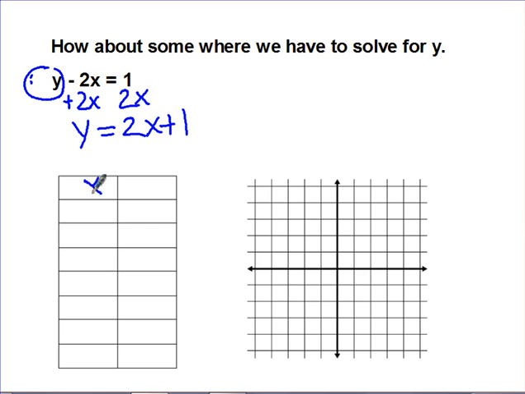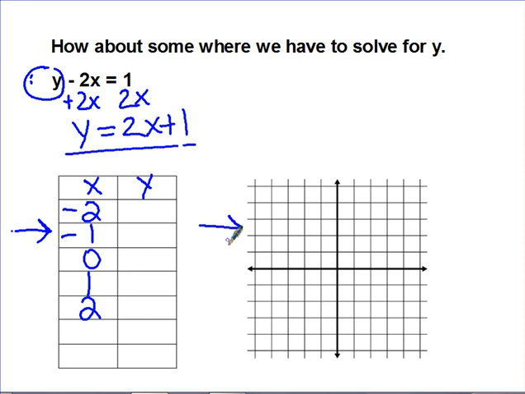Again, we put x and y on my t-table: -2, -1, 0, 1, and 2. Pause the movie now, copy this equation, complete the t-table and try to graph the points before continuing with the video. Let's see how you did.